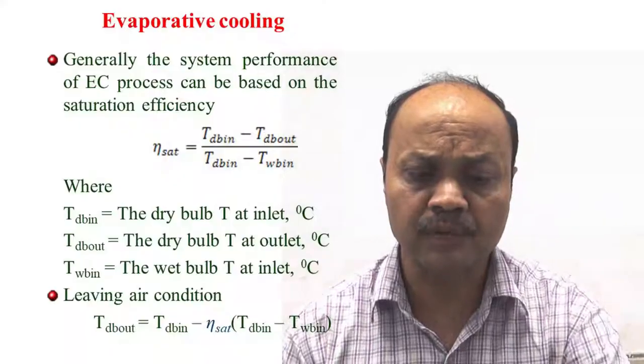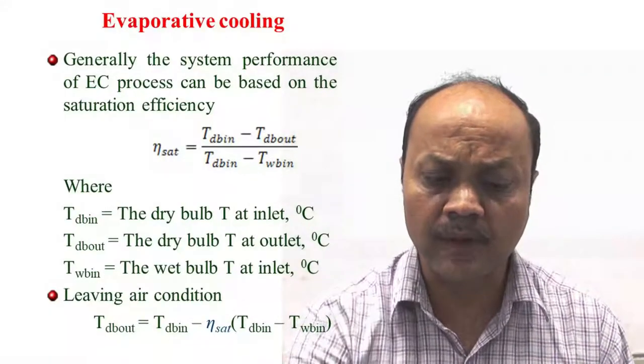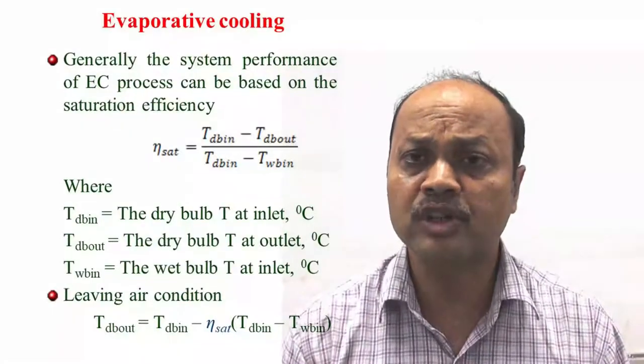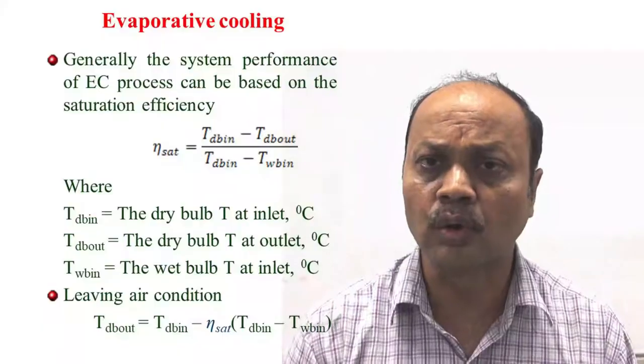So you can see the saturation efficiency. In the denominator, you can see dry bulb in and wet bulb in. Means what is the temperature? Suppose the outside dry bulb temperature is 40 degrees and 32 degrees is your wet bulb temperature.